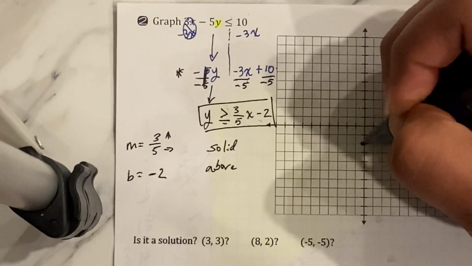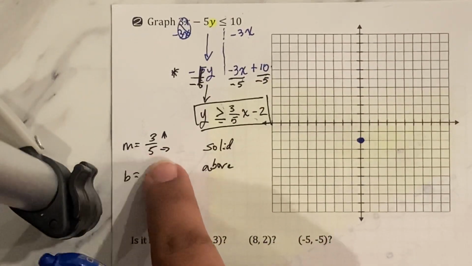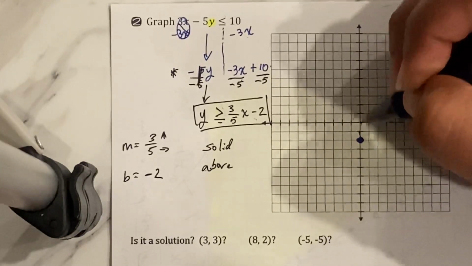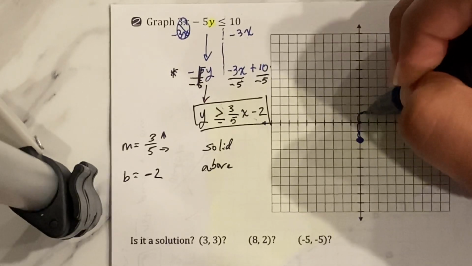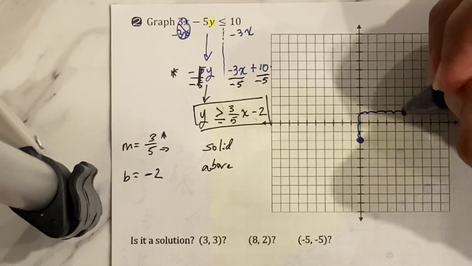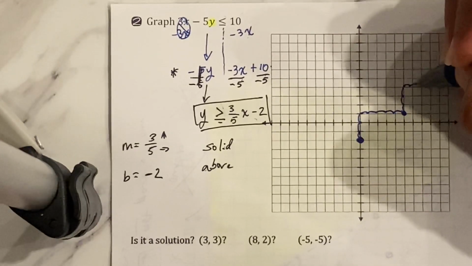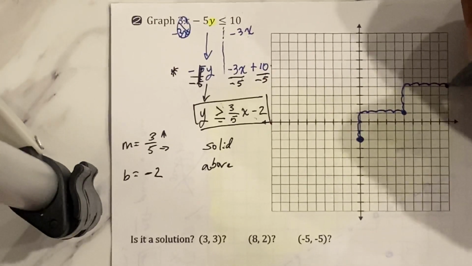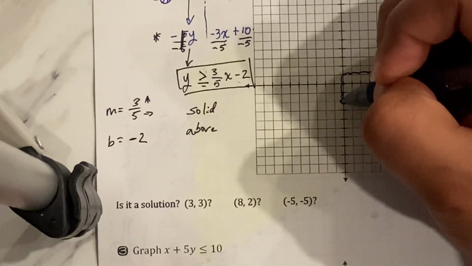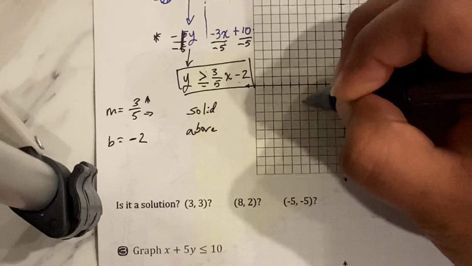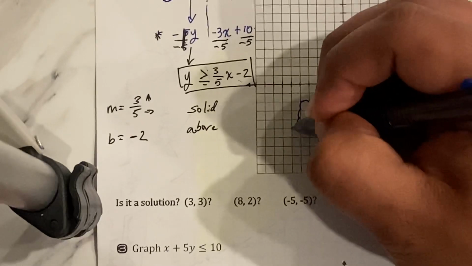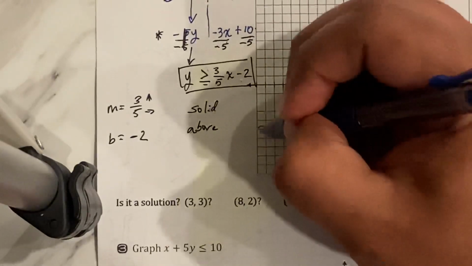Nice point right here at the negative 2 spot. Up 3, 5 to the right. Up 3. 1, 2, 3. 1, 2, 3, 4, 5. Plot the point. Create the staircase going the opposite direction. 1, 2, 3, 4, 5. 1, 2, 3.